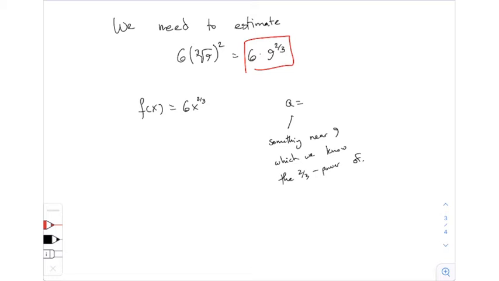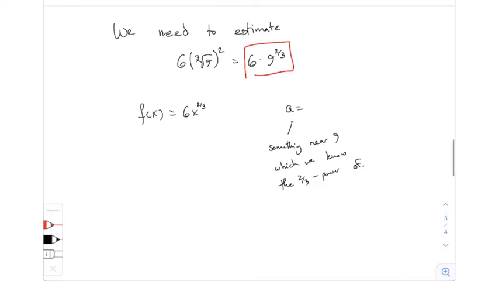Yeah, 8. 8 is near 9, and we do know the cube root of 8 is, what is it? 2, yeah. So I'm going to choose a equals 8, all right? This is something that we do know how to find the 2/3 power of. I don't know if I know that just offhand, but you could figure it out if you had to, right? That's the point. Okay? We are now set up to just plug everything into the formula.